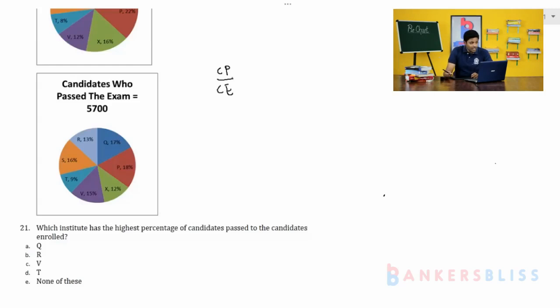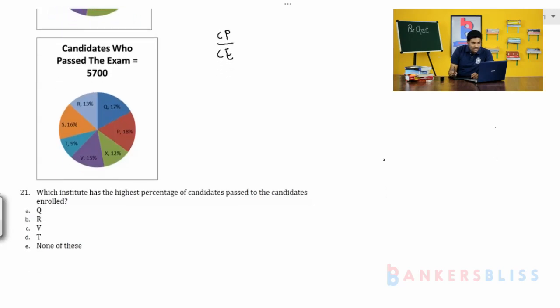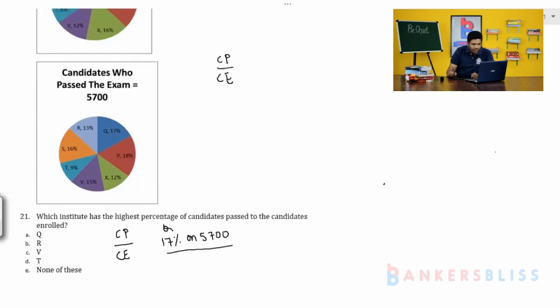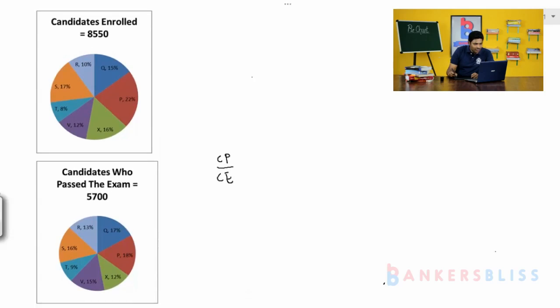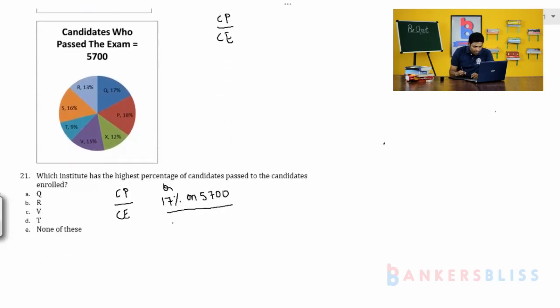Because of that reason you have to calculate the value for each and every institute. So, candidates passed to the candidates enrolled. So, let us start from Q. See here, candidates passed to the candidates enrolled. In Q, if you consider 17% on 5,700 divided by candidates enrolled, that is 15% on 8550.